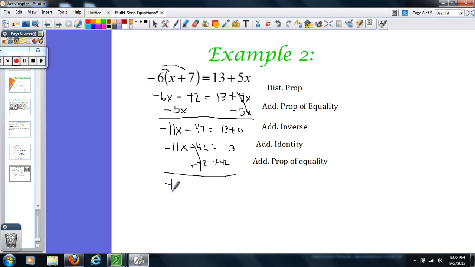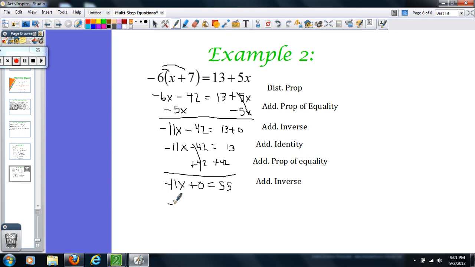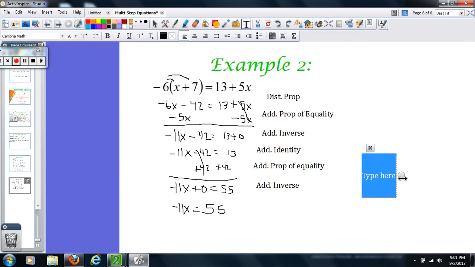These will give me 0, so I get negative 11x plus 0 equals 42 plus 13, which is 55. And that is the additive inverse. And this is negative 11x equals 55, which is our additive identity.